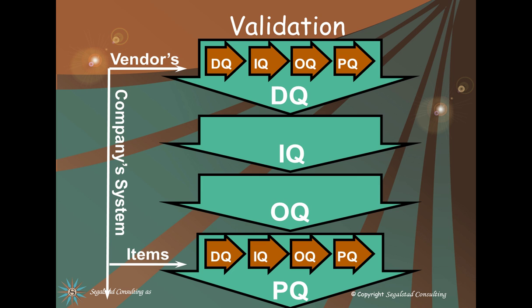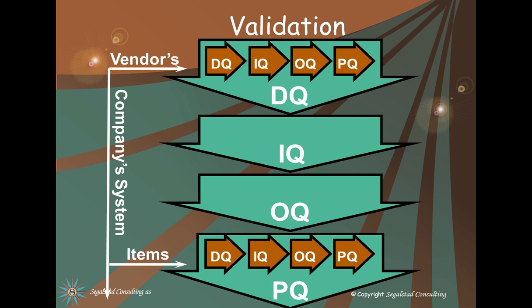This is my model for IT systems validation. The green arrows going from top to bottom are what you in the user organization are responsible for when you are validating your system. If you look at the top DQ green arrow, there you will find DQ, IQ, OQ, PQ, and those are the vendor's responsibilities because the vendor has developed the system. Our job is to check in our DQ that this has been done in a quality environment.